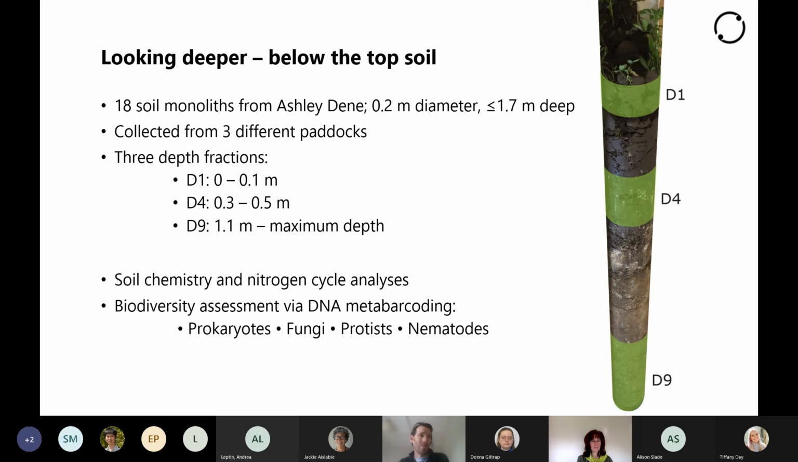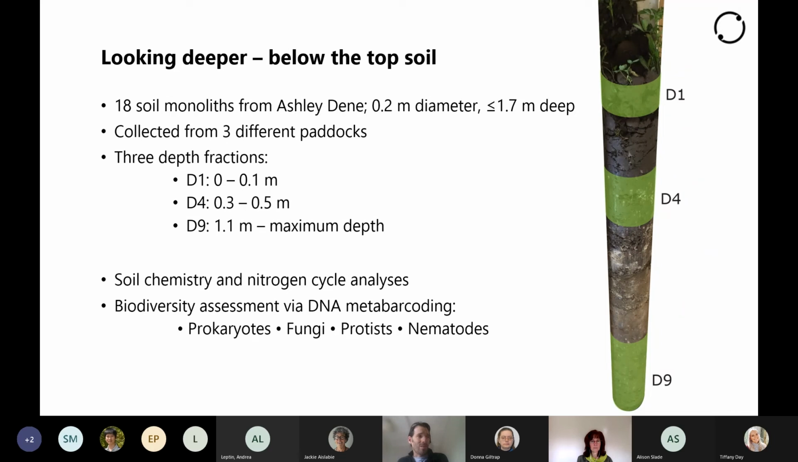Now from each of these soil cores, 3 different fractions of the soil were extracted. So what we call D1 was the top 10 centimeters. D4 was 30 to 50 centimeters deep. This was intended to be sort of the border of where plant roots would stop. And then D9 was as deep as we could possibly get, so 1.1 meters down to the maximum depth. The maximum depth actually varied somewhat between the cores because soil couldn't be recovered from the full depth in all cases.